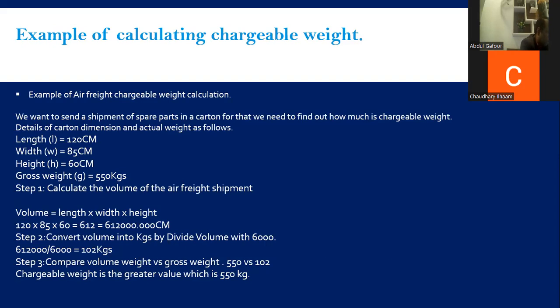I have two packages. For the first package, write 155 centimeters length, 102 centimeters width, and 100 centimeters height. The weight is 300 kg for this package.